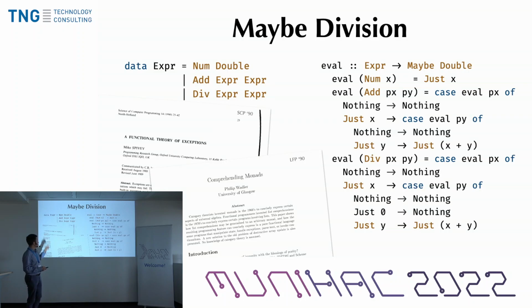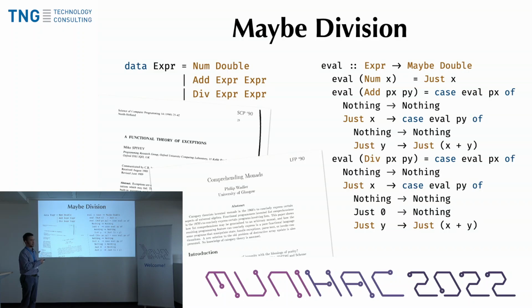If we look at what happens in our evaluation function over here, then the evaluation says that if we have just an ordinary number, then we return just x. So everything is fine. Otherwise, if we're adding things together, we have this annoying cascade of things that we need to do. We check the case of the eval. If we get Nothing, that means that something went wrong downstream on the left-hand side on the px, and then we return Nothing. Otherwise, we got an x back, which is good, and then we can do maybe the evaluation of the right-hand side, py.